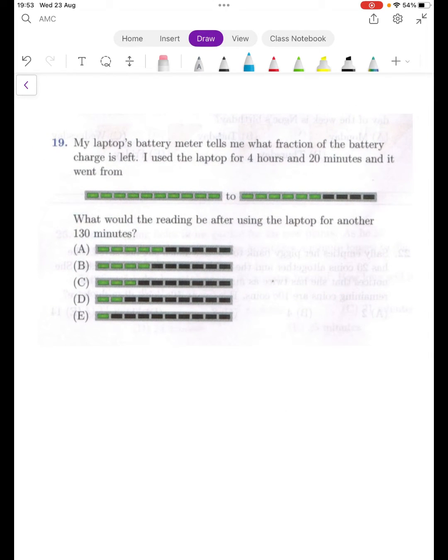All right, let's read the next question. All right, my laptop's battery meter tells me what fraction of the battery charge is left, just like our laptop or phone. I used the laptop for 4 hours and 20 minutes, and it went from, let's read it.